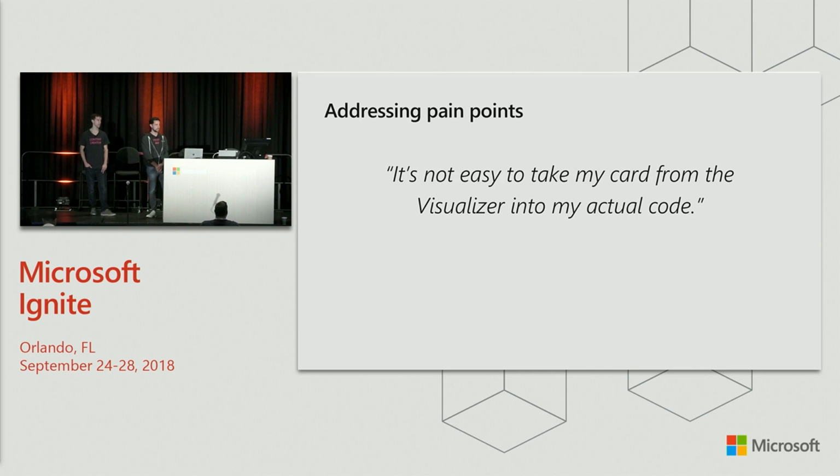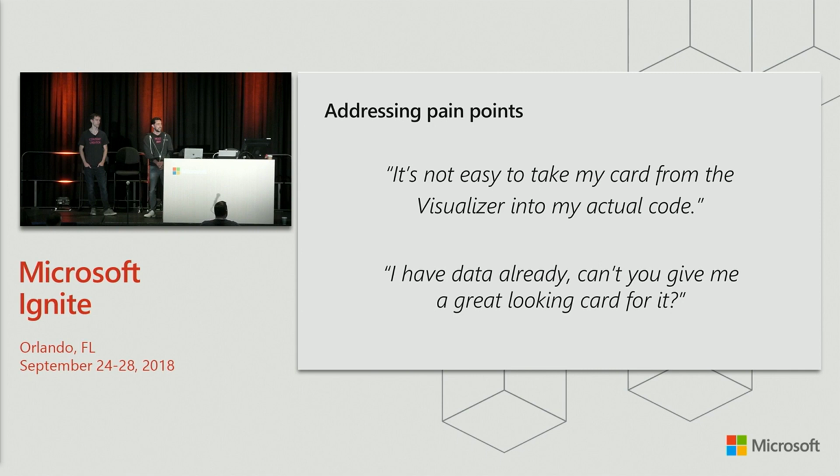One is it's just not easy to take my card from the visualizer and then use it in my code. I mentioned you could use Razorback, or you can use JSX, or you can do string replacement. But once you've done that, it's not really great to go back into the visualizer.